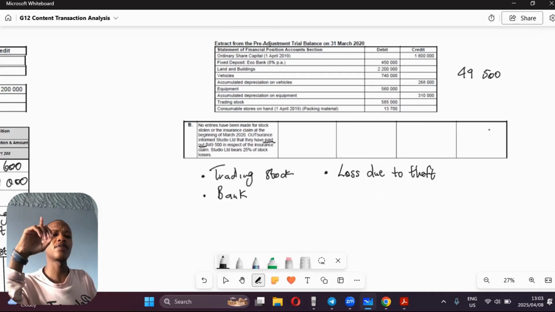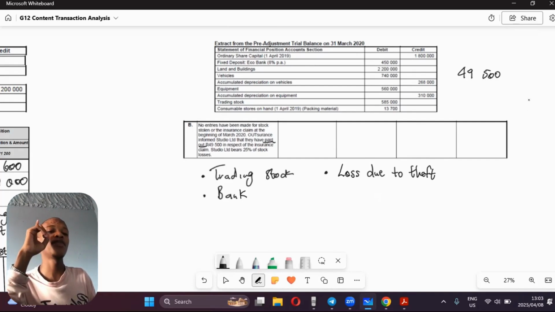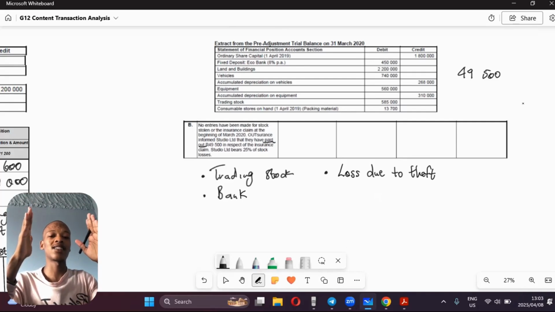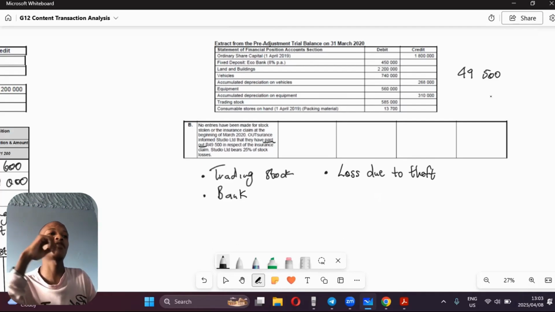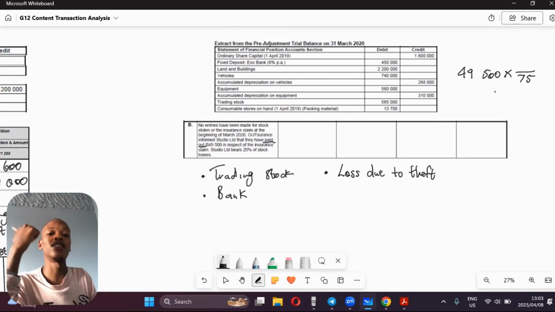So if loss due to theft is 25%, the stock without any changes will always be 100%. Anything without any changes, according to accounting, it's 100%, which means now if the loss is 25%, the total that was supposed to be covered is 100. So 100 minus 25 is 75. So they've just covered 75%, which means this 49,500 is 75% of the total stolen stock. So we are looking for 25%.